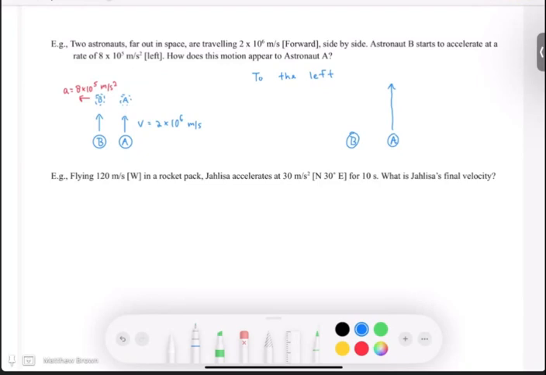Then B starts accelerating to the left. So that's where that motion comes from. And from B's perspective, if you were drawing it, it would look like that, because B would start getting faster and faster to the left. But from A, it would look like B is just going directly away.